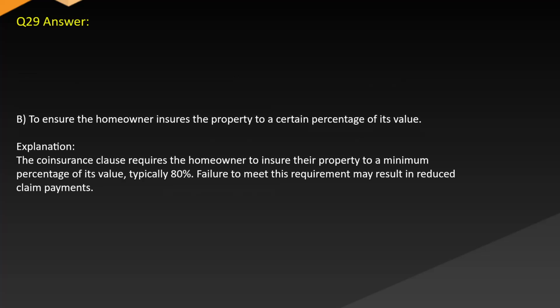Answer B. To ensure the homeowner insures the property to a certain percentage of its value. Explanation. The coinsurance clause requires the homeowner to insure their property to a minimum percentage of its value, typically 80%. Failure to meet this requirement may result in reduced claim payments.